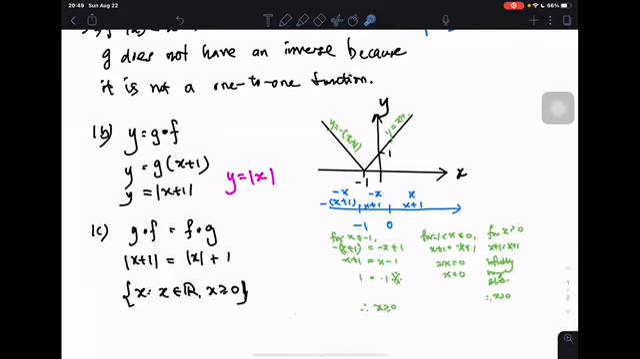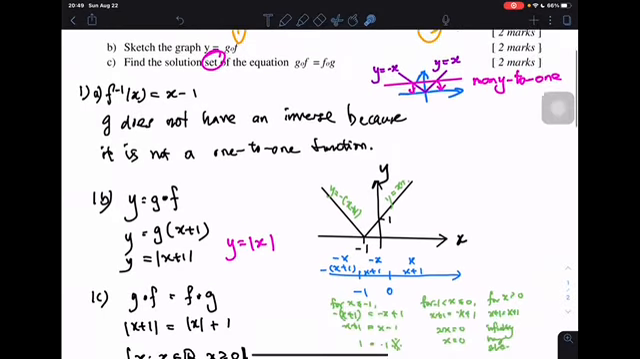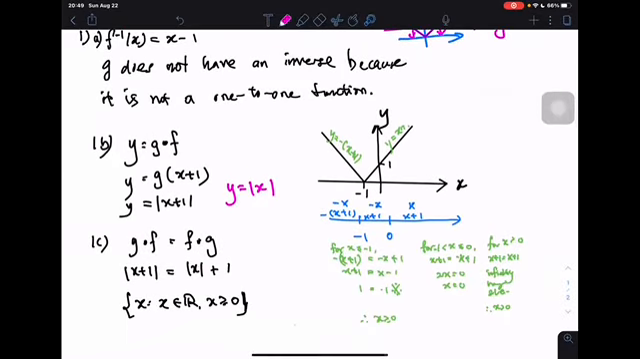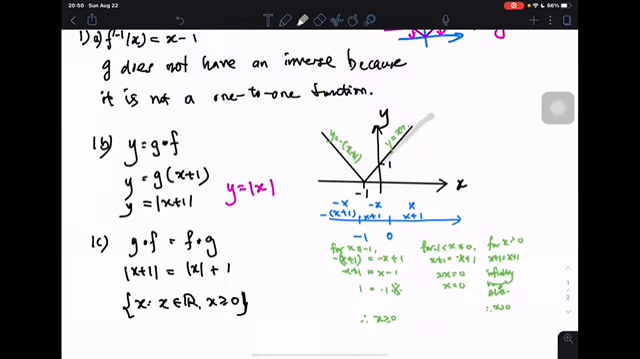F composed G means you put the G, modulus of x, inside the x of this F function, so it will give you modulus of x plus 1. Now we know that modulus of x plus 1 is just the modulus x graph moved upwards one step, by using the understanding about transformation of graphs. Therefore, you have this gray area. You don't have to re-sketch it, but you know it. They expect you to know it, it is a very simple graph.